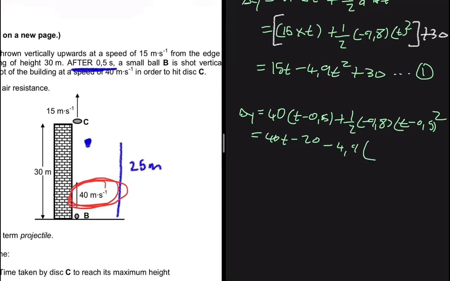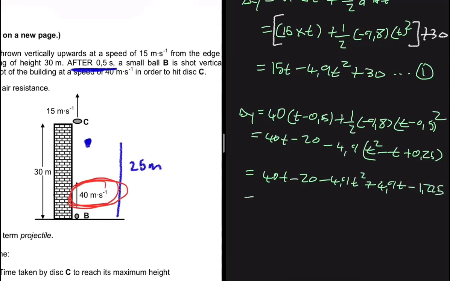t multiplied by t will be t squared, and then t multiplied by minus 0.5 multiplied by 2 will be minus t, and then 0.5 multiplied by 0.5 will be plus 0.25, right? And then we're going to have 40t, and then minus 20, and then minus 4.9t squared plus 4.9t minus 1.225. So now we just have to solve that, right?